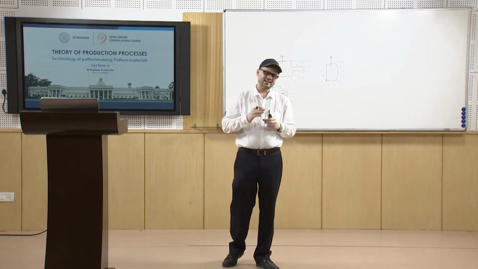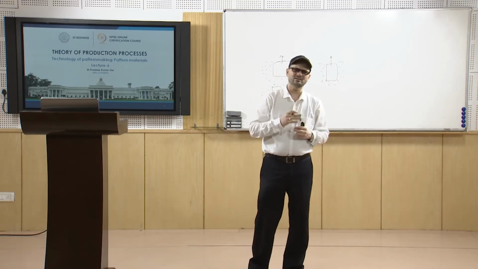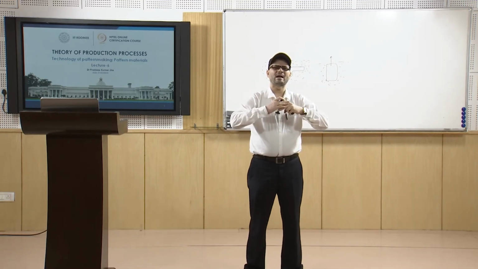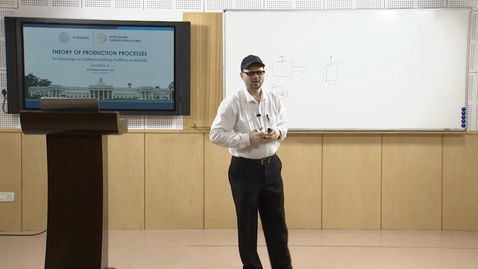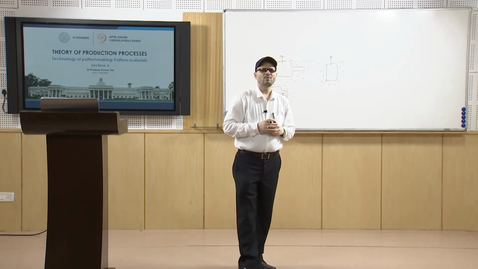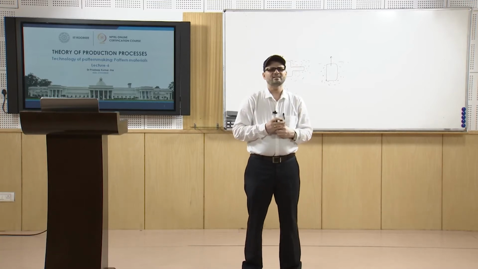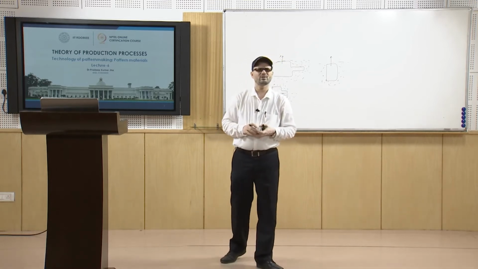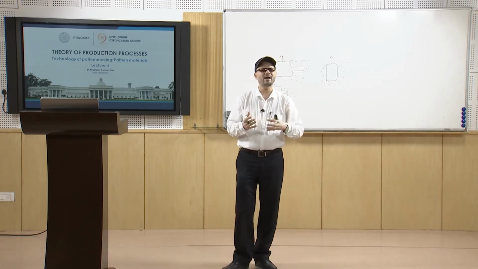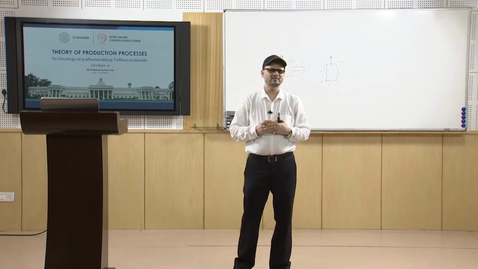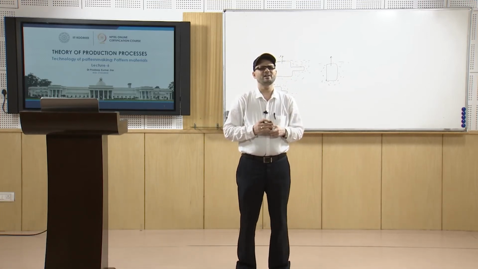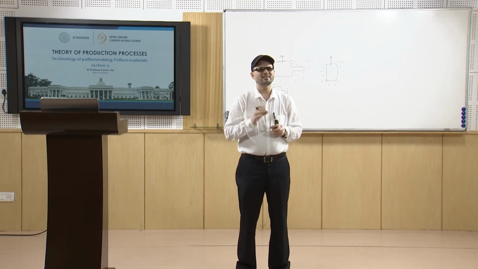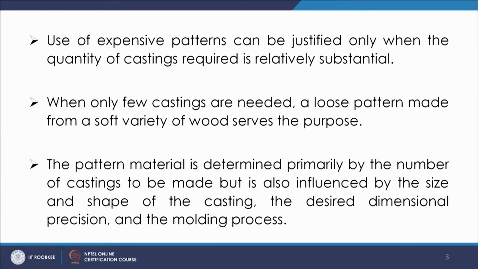So, you can go for expensive patterns when you are going to use the pattern for a long time. But when only a few castings are needed, then a loose pattern made from a soft variety of wood also serves the purpose. So, to keep the economics in mind, you also use loose piece patterns. The pattern material is determined primarily by the number of castings to be made, but is also influenced by the size and shape of the casting, the desired dimensional precision, and the molding process.